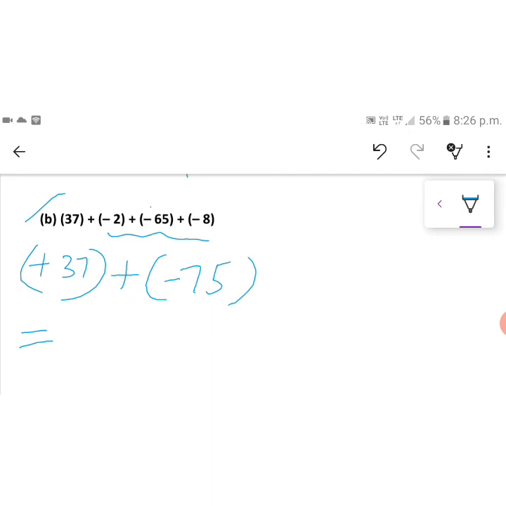Now if you see these two numbers, the signs of the numbers are different. One is plus and another one is minus. If the two numbers have different signs, then subtract the two numbers. 75 minus 37, we get 38. And give the bigger number's sign. Here the bigger number is 75. The sign is minus. The answer is minus 38.